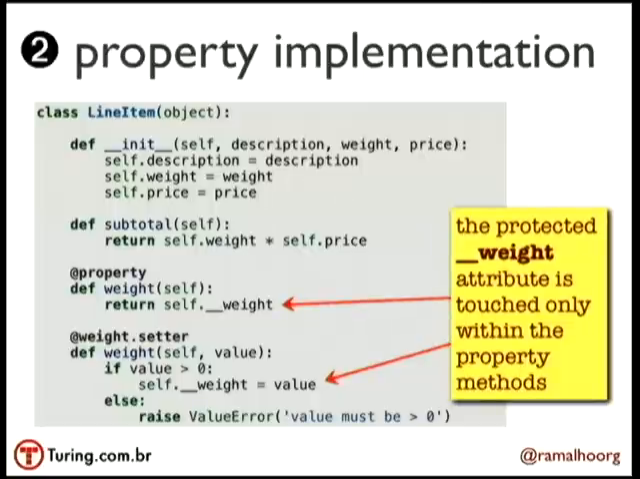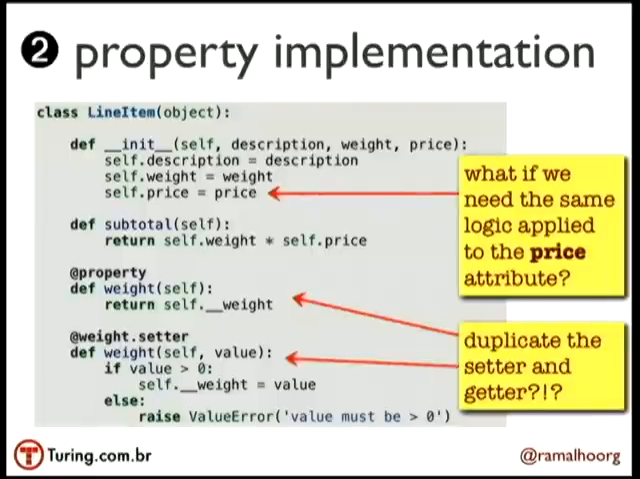Okay, so now, what happens if we need to protect price in the same way? Now we would have to repeat the same logic of the getter and setter, and in this case it's the same logic. I just care that I don't want negative numbers. That's basically my constraint here that I want to enforce.